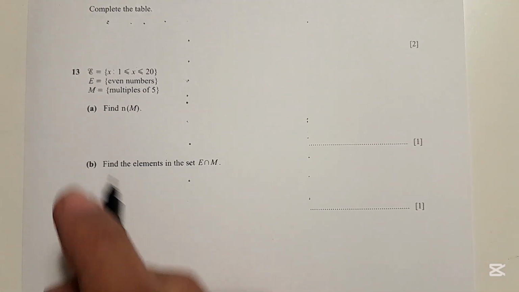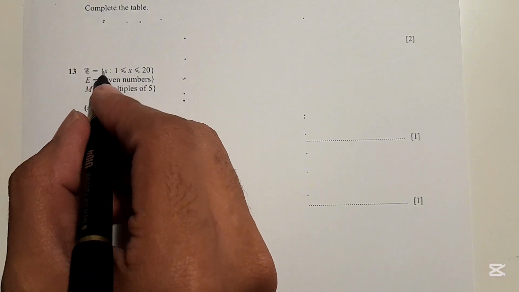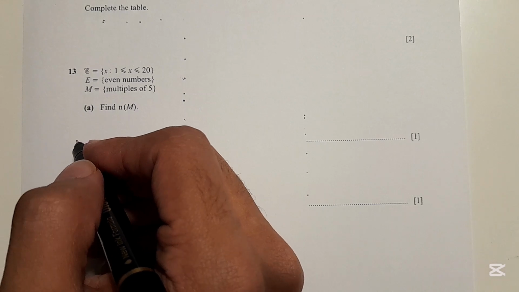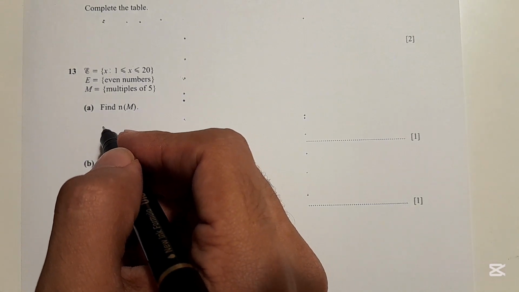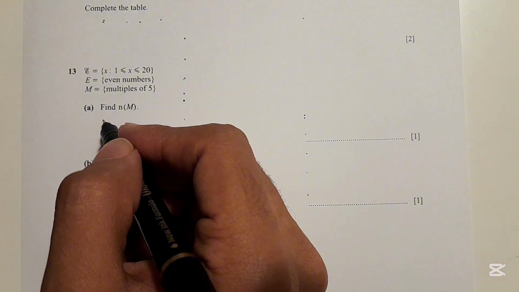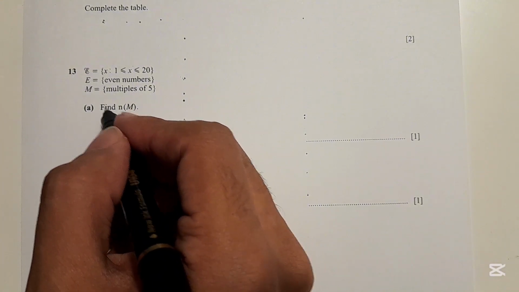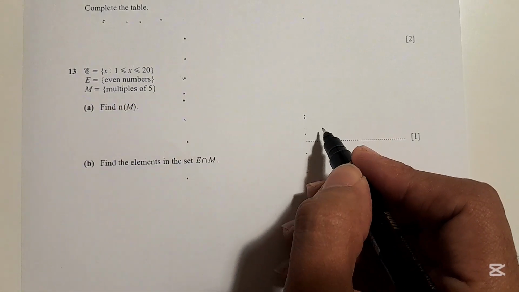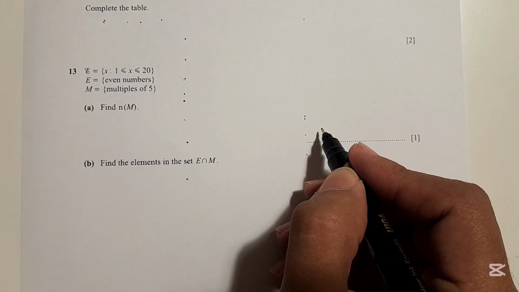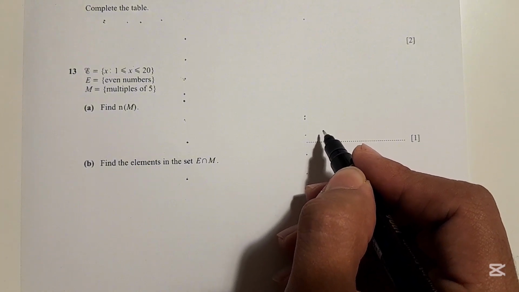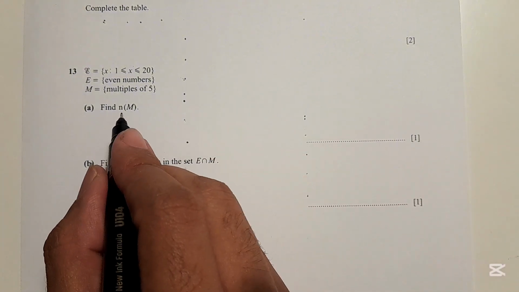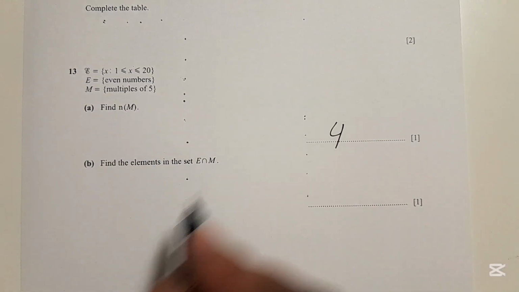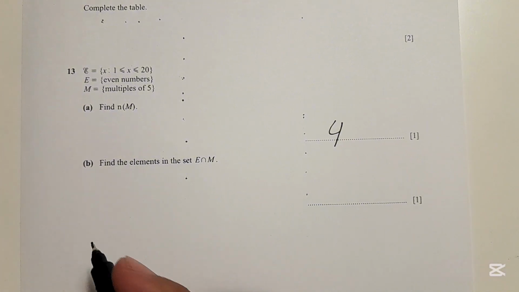Question 13 states find an M. So E is all numbers from 1 to 20. E is only even numbers, and M is multiples of 5. So in M, all the multiples of 5 will be 5, and here find n(M). So n(M) is the total number. It will be 4, because it's 5, 10, 15, and 20. So there are 4 numbers.